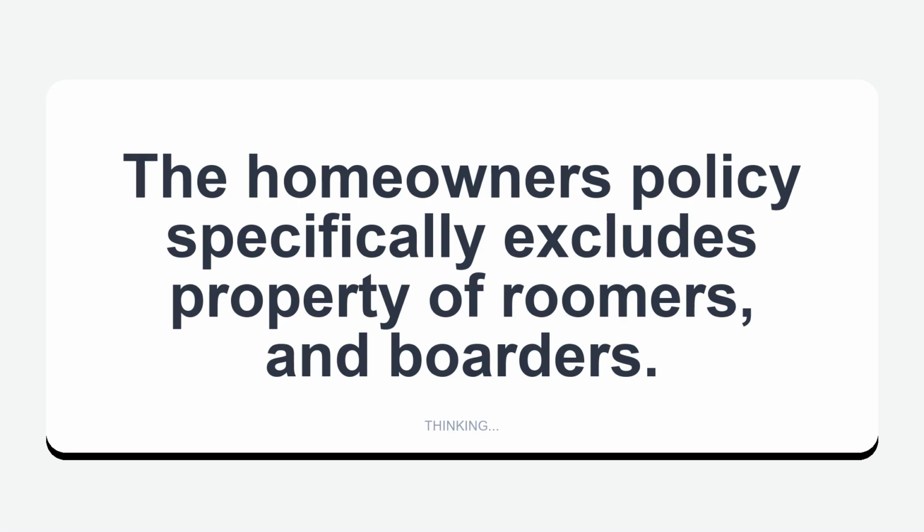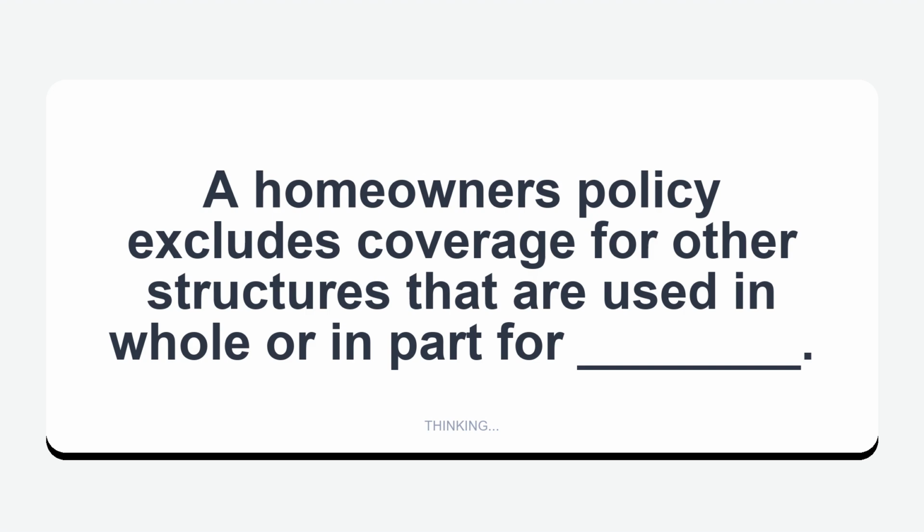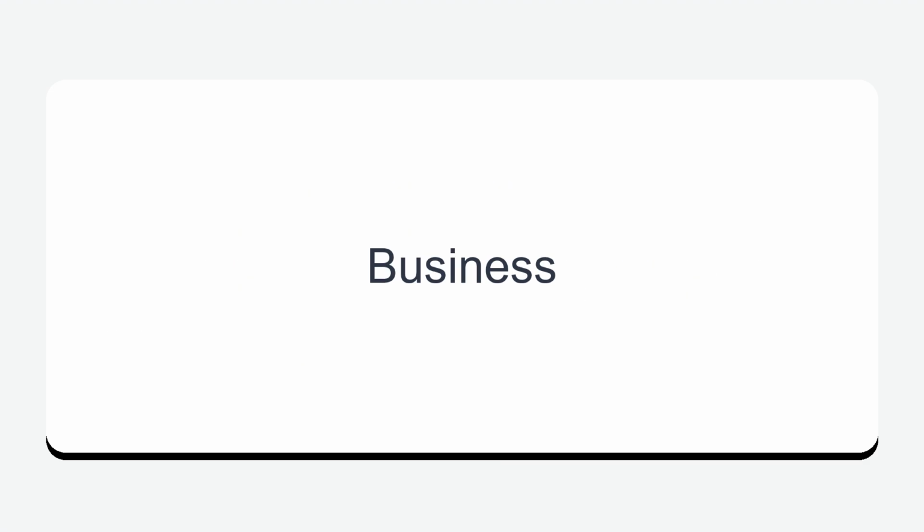The homeowner's policy specifically excludes property of roomers and boarders. True. Under a HO3 policy, when property is removed because it is endangered by a covered peril, the coverage is open peril for blank days. 30. A homeowner's policy excludes coverage for other structures that are used in whole or in part for blank. Business.